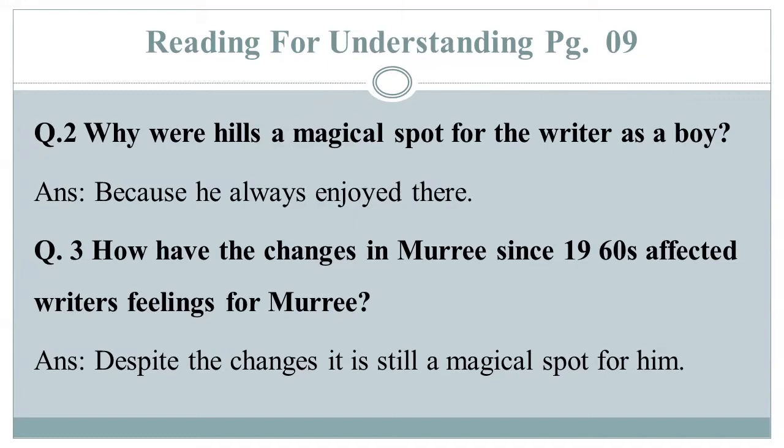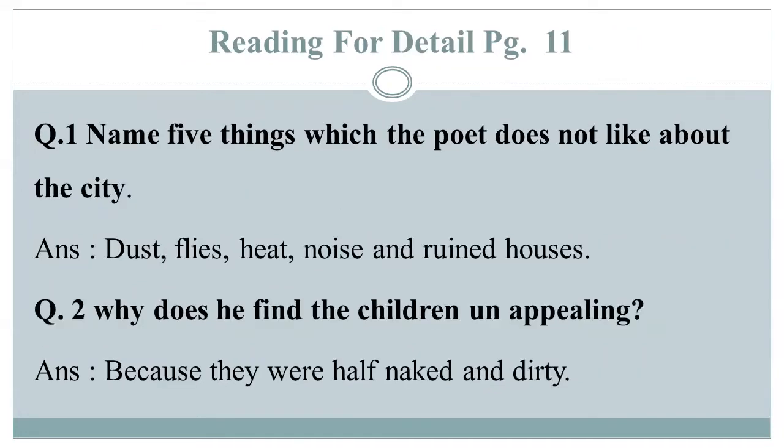Let's move to the next lesson, that is Across the Indus. Reading for Details at page number 11, and just learn question number 1 and question number 2. Question number 1 is, name 5 things which the poet does not like about the city. And we have read this poetry in detail and we have come to know that he did not like dust, flies, heat, noise, and ruined houses in the city. Question 2 is, why does he find the children unappealing?